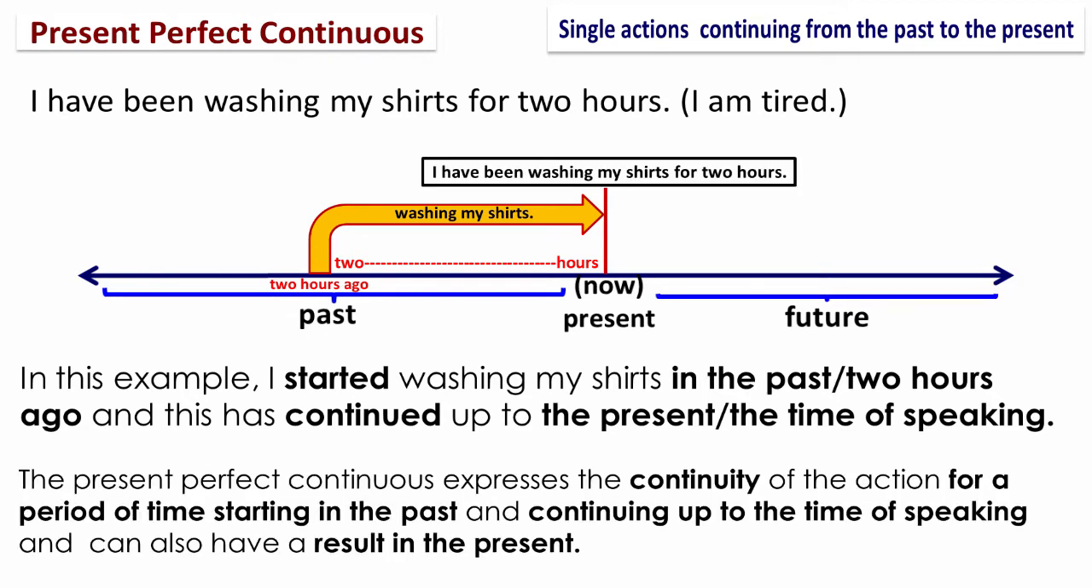The present perfect continuous expresses the continuity of the action for a period of time, starting in the past and continuing up to the time of speaking. And it can also have a result in the present.